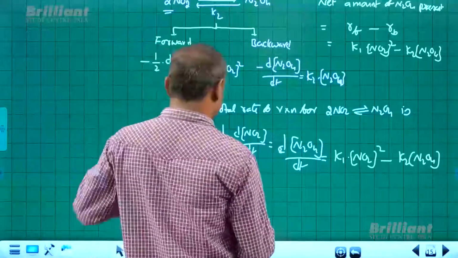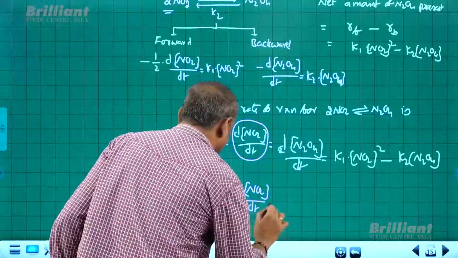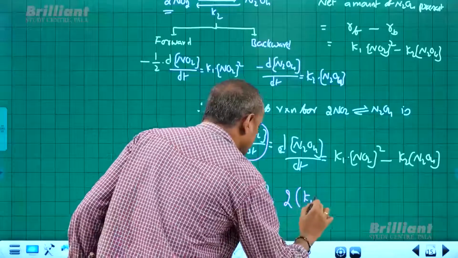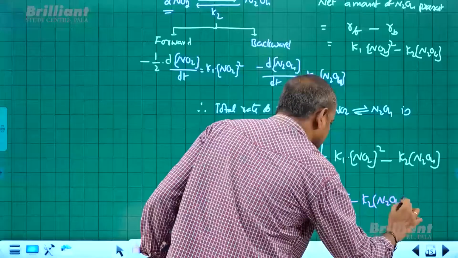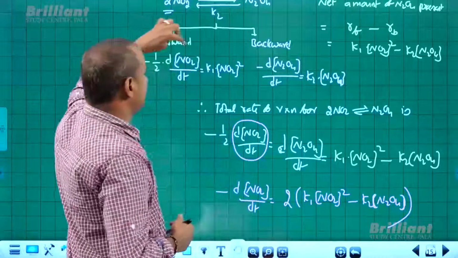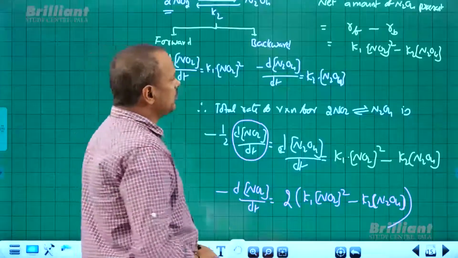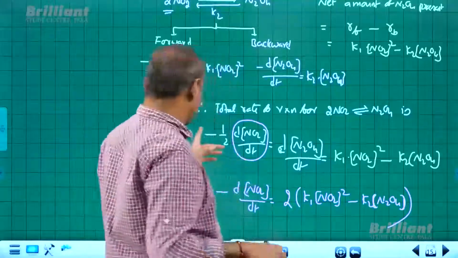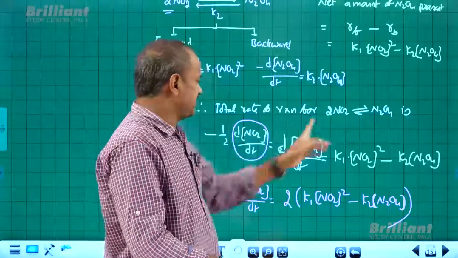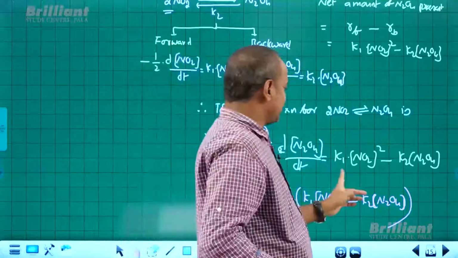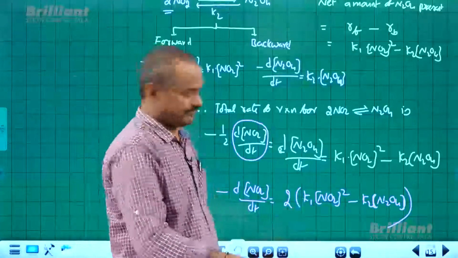Now we want the rate with respect to only NO2. Therefore, the NO2 rate, minus d of NO2 by dt, is 2 times K1 NO2 whole square minus K2 N2O4. So first find the rate for forward and backward reactions separately. At equilibrium, the net amount of N2O4 present in the system is Rf minus Rb. Therefore total rate of reaction is minus 1 by 2 d of NO2 by dt on the reactant side, and formation dN2O4 by dt on the product side, equal to net Rf minus Rb. That is minus d of NO2 by dt with respect to disappearance of NO2, 2 times that value.